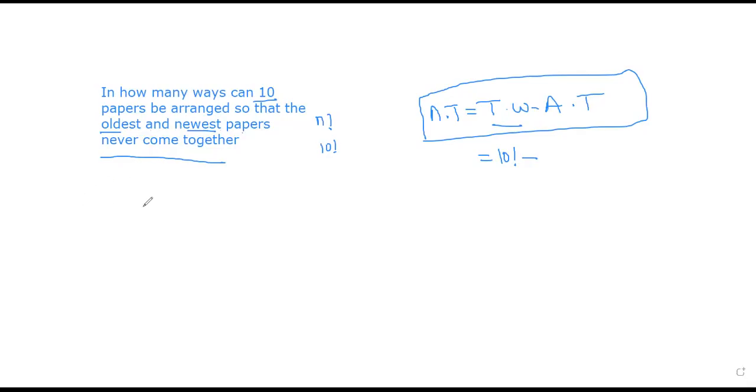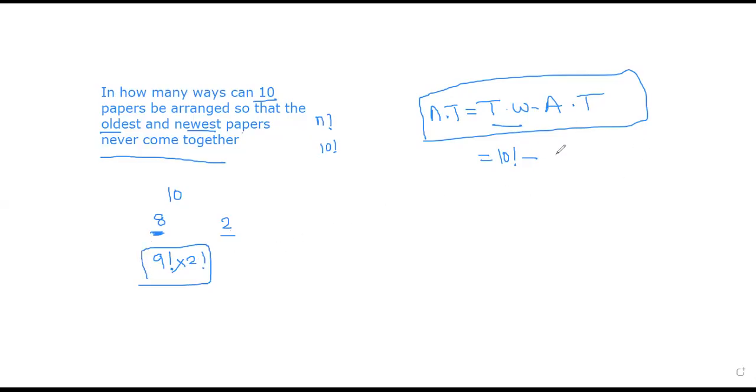Okay, students, I hope you know this. Totally 10 papers are there. In this, the oldest and newest papers are 2. Write them separately, and the remaining papers are 8. When you have 8 papers, how many positions will you get? 9. So 9 factorial into 2 factorial. This is the always together.